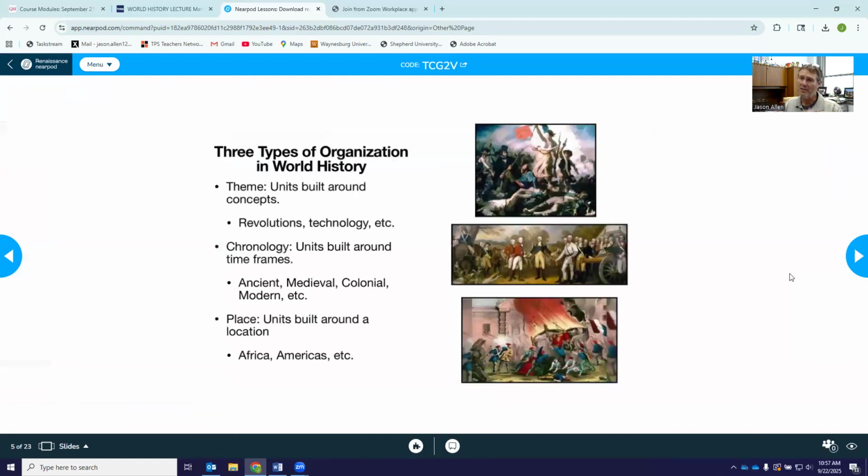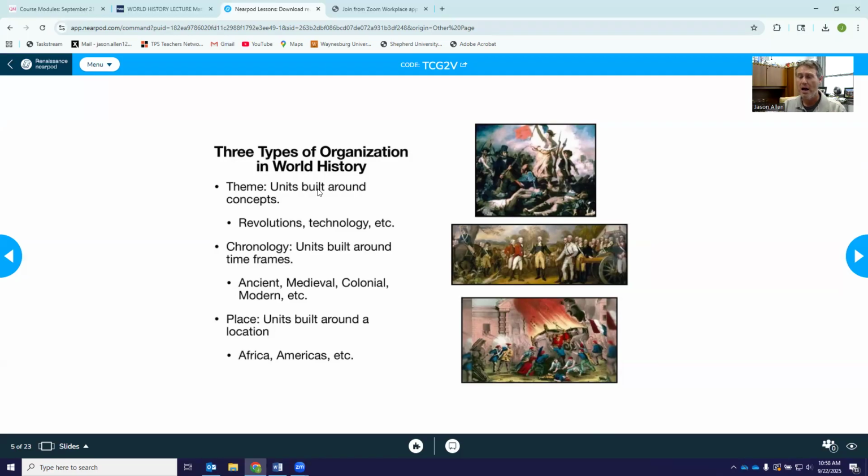There are three types of ways to organize your content in world history, or at least your approaches. There's theme-based, which might be something where you have a topic and that's how you're going to teach it. Revolutions would be a good one if you're teaching world history. Instead of doing it in chronological order, you might say, this unit is on revolutions. So you might do the French Revolution, the Haitian Revolution, the Russian Revolution.